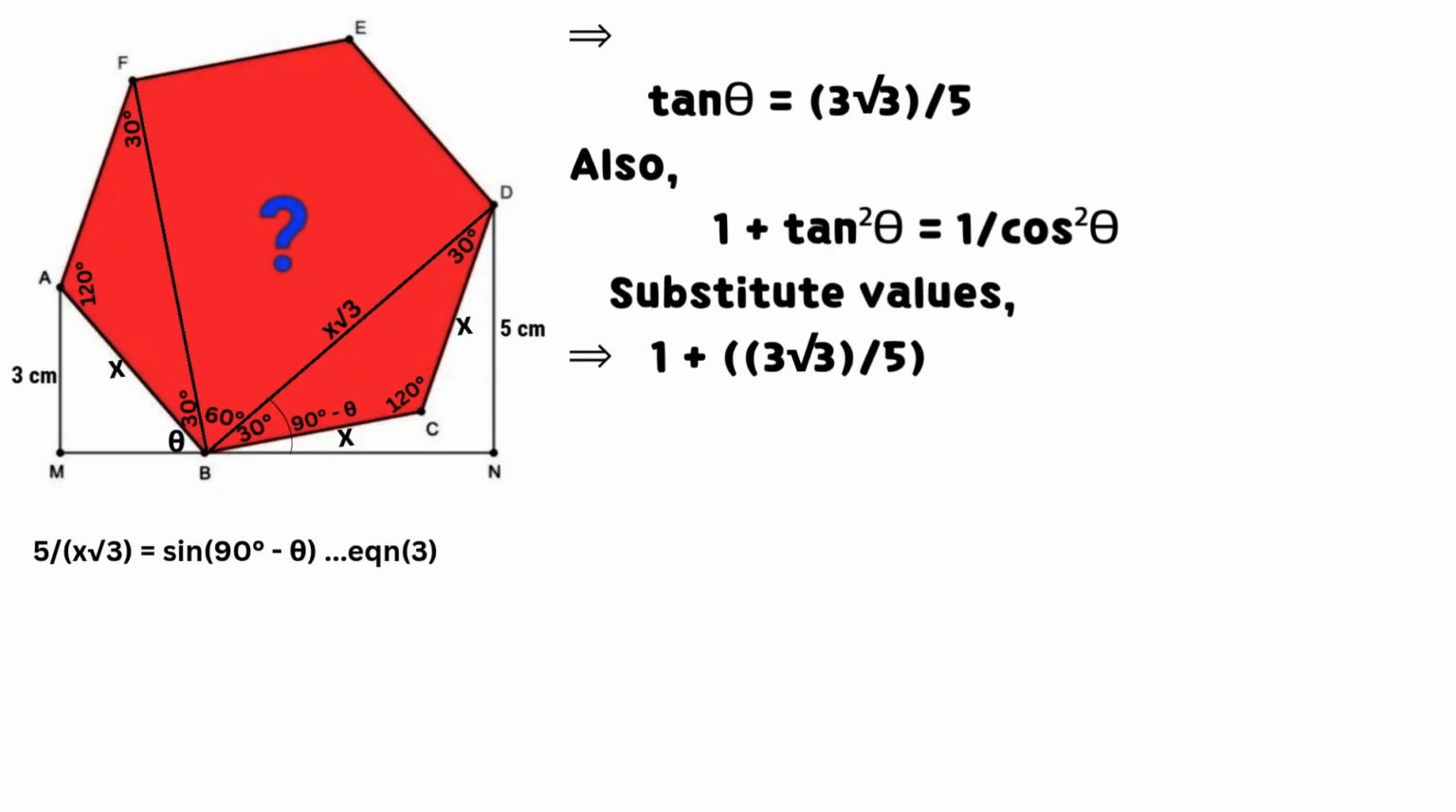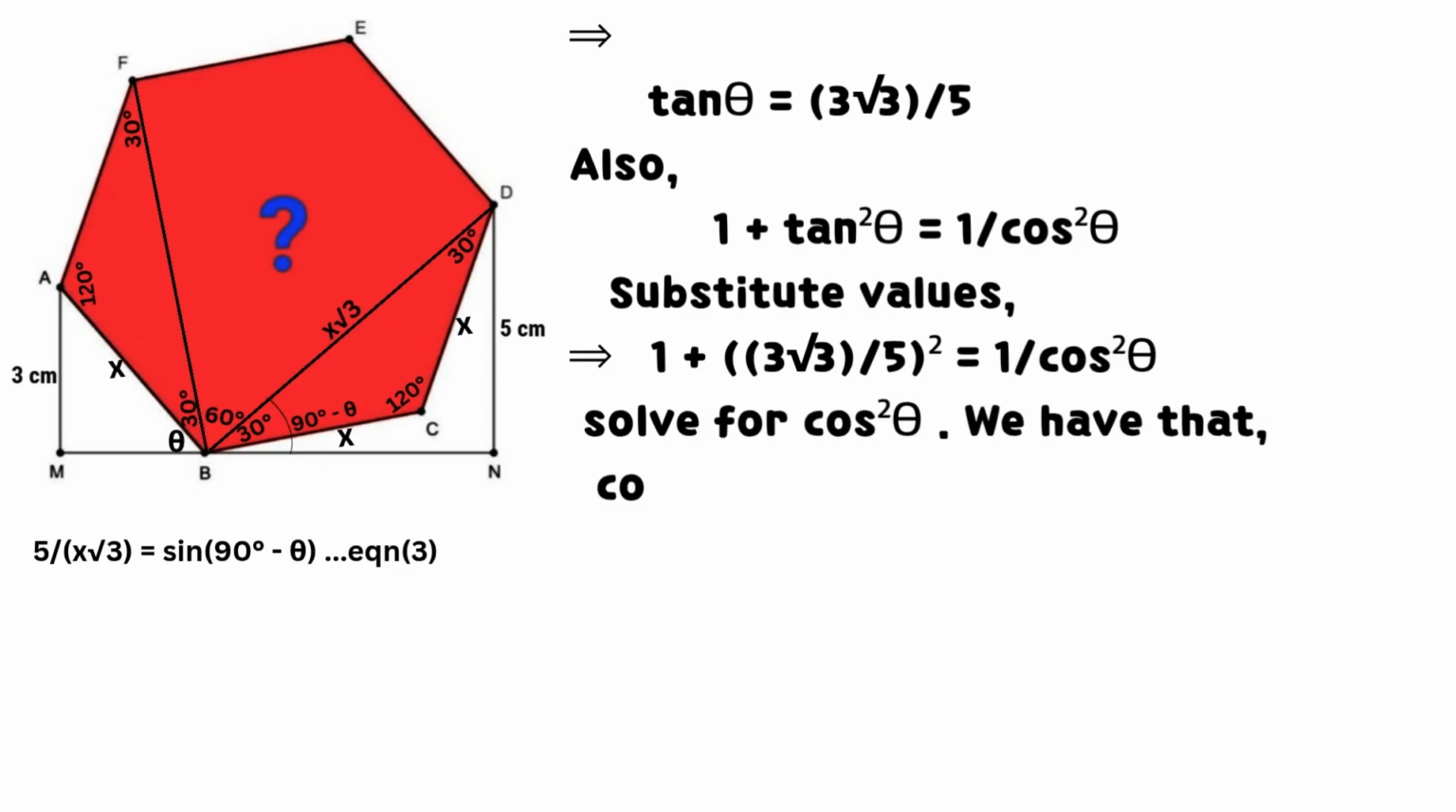Also, 1 plus the square of tan theta equals 1 divided by the square of cosine theta. Substitute values. This implies that 1 plus the square of 3 times the square root of 3 divided by 5 equals the inverse square of cosine theta. Solve for the square of cosine theta. We have that the square of cosine theta equals 25 divided by 52.